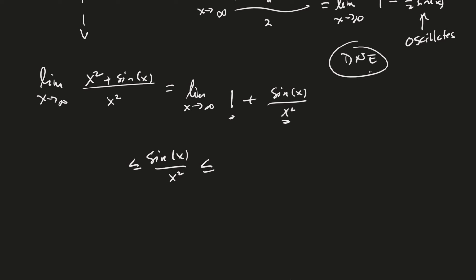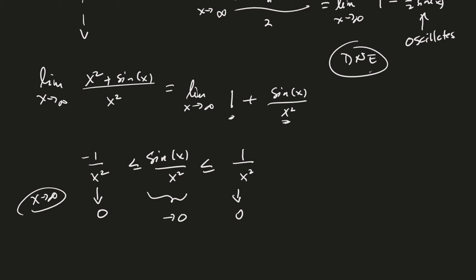The squeeze theorem. What's the biggest possible number the sine can possibly be? It is a 1, so I'm going to replace the sine by a 1 and make it bigger. And similarly, I'll replace the sine by minus 1 and make it smaller. And now as x goes to infinity, this goes to 0, this goes to 0, and so therefore this must also go to 0 by the squeeze theorem.